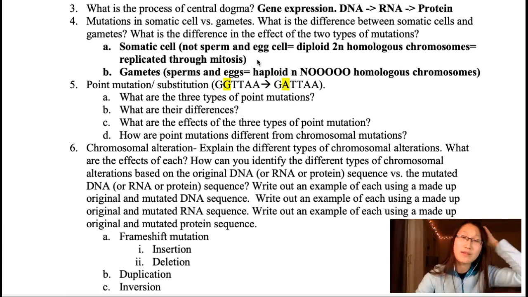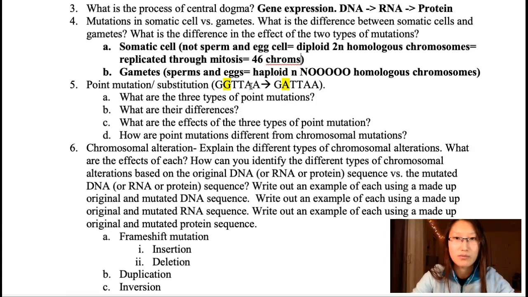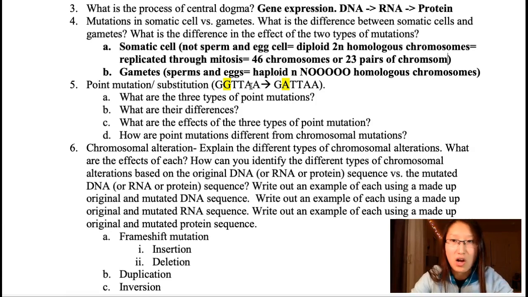Okay, so these are things that you have to understand before we can even talk about what is the effect of a mutation that happened to a somatic cell, and what are the effects of mutations happening to gametes. You first need to know what are somatic cells and what are gametes, right? So in a somatic cell, there are 46 chromosomes, or you can say, it's the same idea, 23 pairs of chromosomes for a human. This is not all organisms, it's just human.